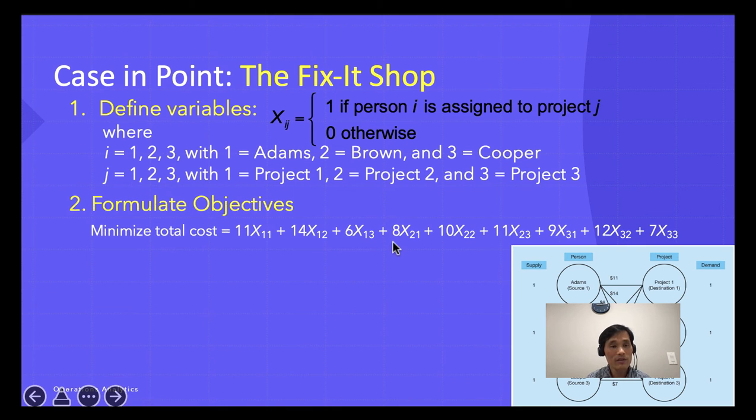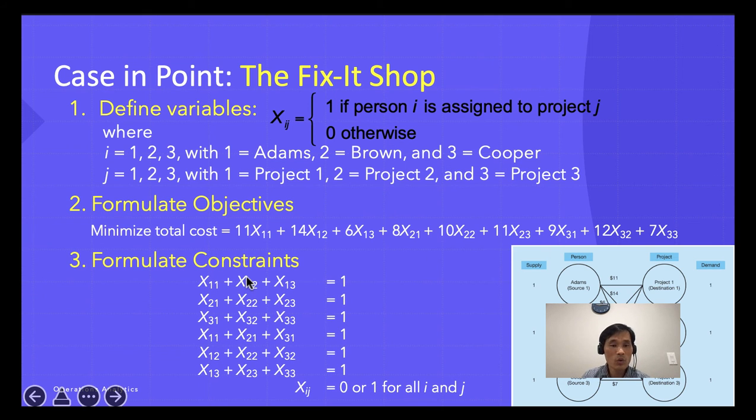To formulate the objectives, we have to apply this cost structure to our variables, and $11 for Adams to project 1, $14 from Adams to project 2, $6 from Adams to project 3. The same goes to the others. So for example, $8 for Brown to project 1 and 2 and 3 and so forth.